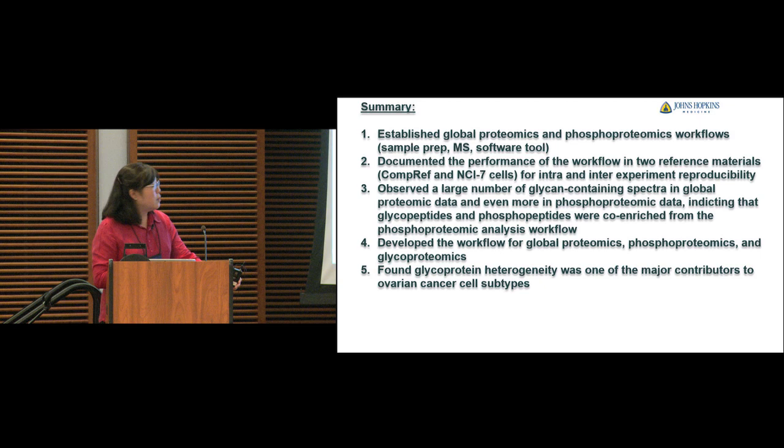From the second part of the talk, we conclude that we observe a large number of glycopeptides, even from global proteomics, especially from phosphoproteomics. So we investigated how to separate them, or whether we cannot separate them, and how to maximize our analysis of global, glyco, and phosphoproteomics using the workflow established for the overall PTM analysis. Lastly, we find that glycoprotein heterogeneity was one of the major contributors to tumor subtypes, demonstrated in ovarian tumor proteomics analysis.